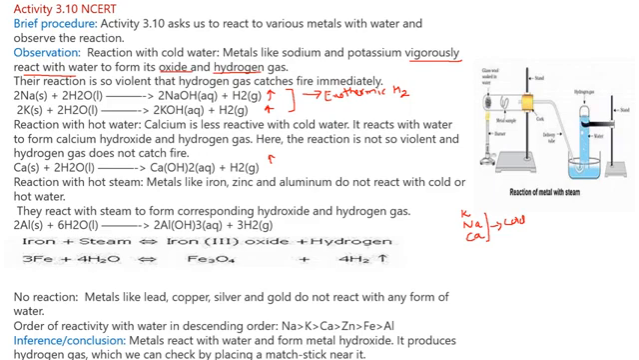In case of calcium, calcium reacts with cold water, less vigorously. When calcium reacts with cold water, calcium hydroxide is formed and hydrogen gas is released. In this case, you will find that calcium starts floating because the bubbles of hydrogen gas stick to the calcium and bring it to the surface. This reaction is less vigorous, so it won't make hydrogen catch fire.